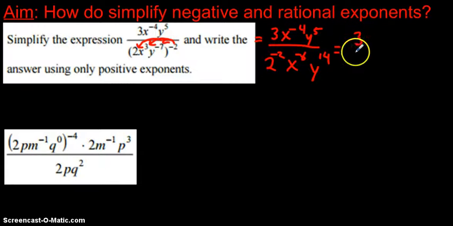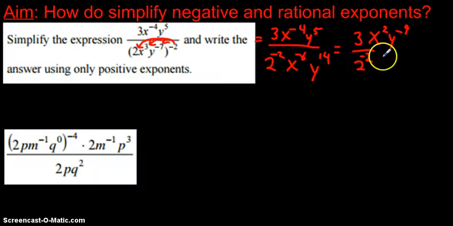the exponents from the common bases. So that 3 will stay there. The 2 to the negative 2 has nothing to cancel out with here. X to the negative 4th minus negative 6 will become x to the 2nd. Y to the 5th divided by y to the 14th would become y to the negative 9.